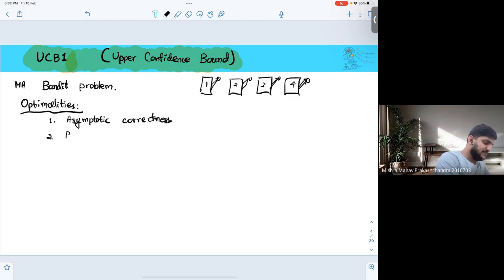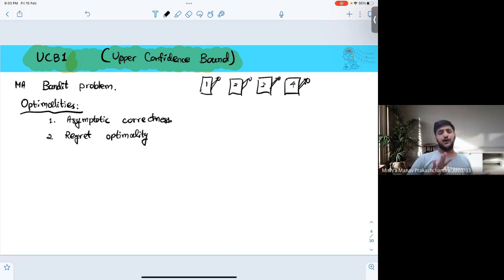Second is known as the regret optimality. What regret optimality tells me is this: assuming I know the optimal arm from the start, and the other ways we do the arm pulling, using the epsilon greedy strategy or any other strategy, the time that is wasted in figuring out the optimal arm is known as the area of regret.